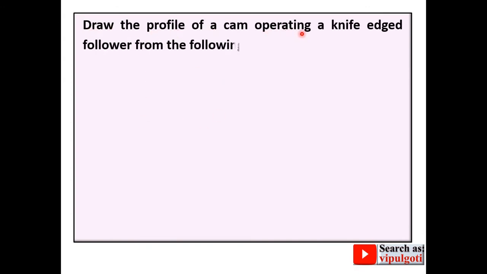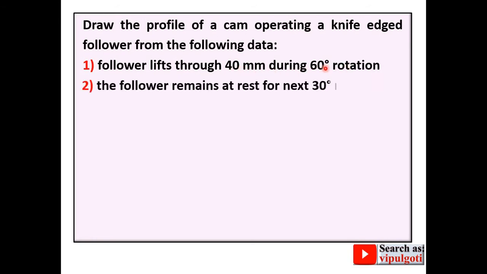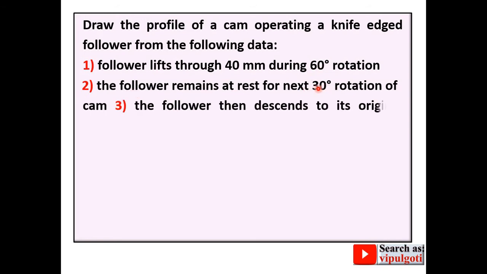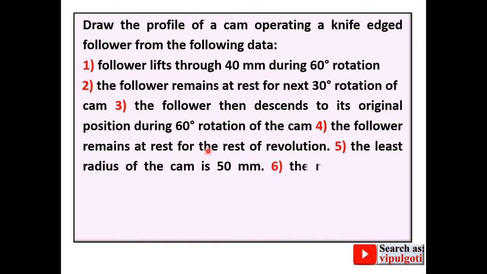Draw the profile of a cam operating a knife edge follower from the following data. First, follower leaps through 40 mm, that means stroke length, during 60-degree rotation, that means ascent angle. The follower remains at rest, that means dwell period. The follower then descends to its original position, that means it is the descent angle. The follower remains at rest, that means remaining dwell.